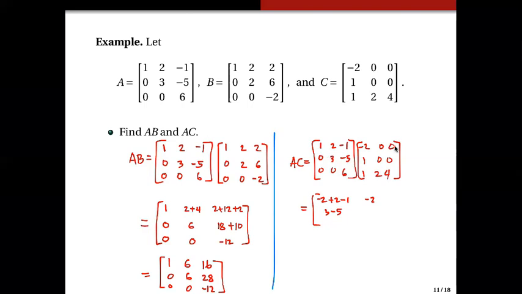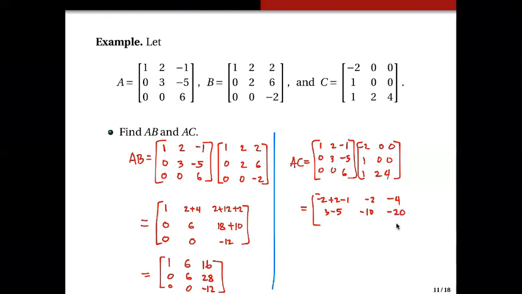So 1 times 0, that's 0. 2 times 0, that's again 0. Negative 1 times 4, that's negative 4 in here. So second row, second column, and then third column. So 0 times 0, that's 0. 3 times 0, that's 0. Negative 5 times 2, that's negative 10. And then for the third column in here, 0 times 0, that's 0. 3 times 0, that's again 0. Negative 5 times 4, that's negative 20.